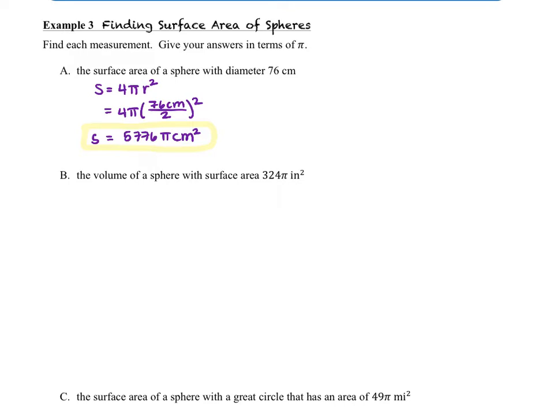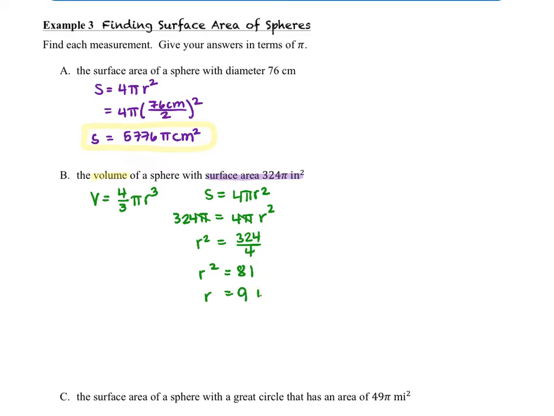In question B, we want to find the volume of a sphere that has surface area 324 pi square inches. So this time we're going to start out with the volume formula. So volume is equal to 4/3 pi r cubed, and the surface area formula is 4 pi r squared. We were given the surface area, so we're going to substitute in for that 324 pi and 4 pi r squared. So we know we can divide both sides by pi, and then we're going to have r squared is equal to 324 divided by 4, giving us r squared of 81, and that means an r of 9 inches.